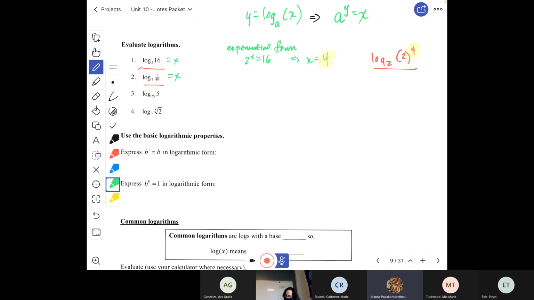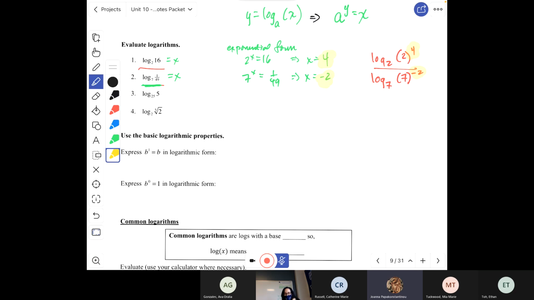Well, 7 to the x equals 1 over 49. Okay. So what would x equal? -2. Could I have rewritten this? Well, since the base of that logarithm is 7, could I rewrite that 1 over 49 as 7 to some power? Yes. Isn't that interesting?